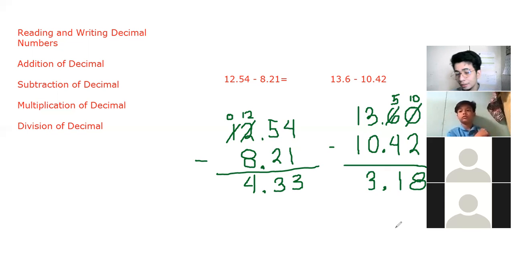Naunawaan? Yes. Okay. Sinong may tanong? No. How about si James? May tanong ka ba, James? Wala pa, teacher. Pagkatapos ng review.